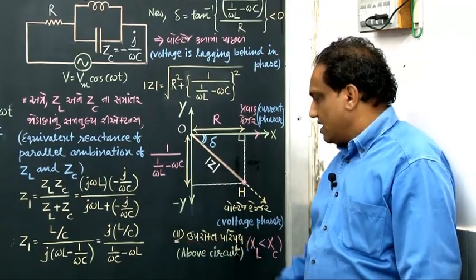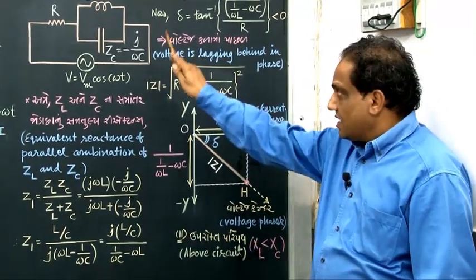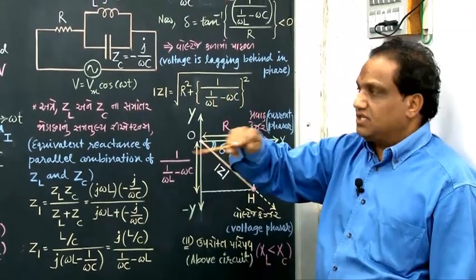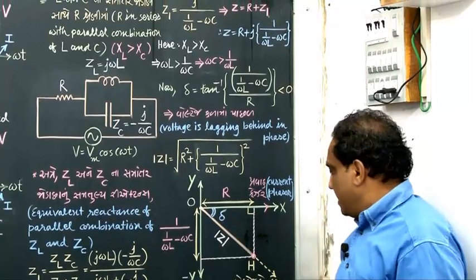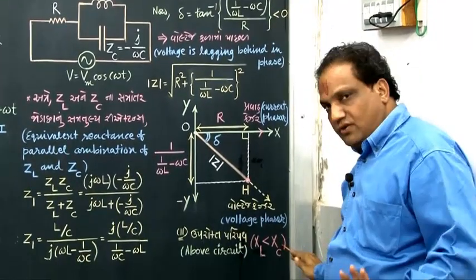And now we go for circuit number 11. Same circuit but with a reverse condition. Earlier we had taken XL greater than XC. Now we take XL less than XC. Okay?